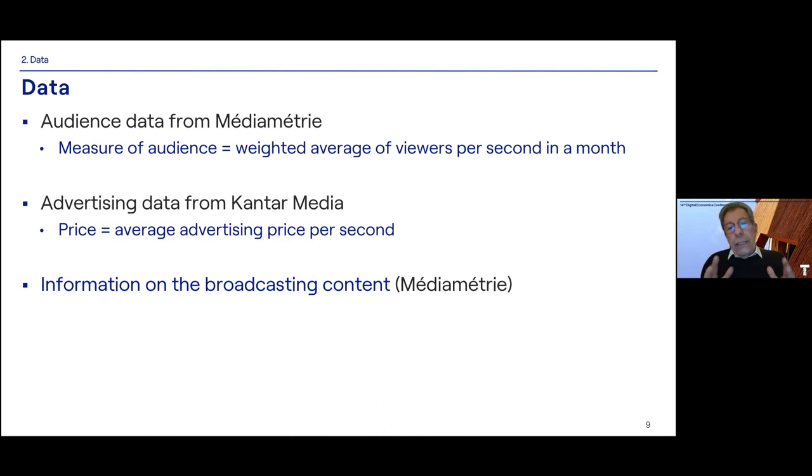The type of information that we have, and that is needed to analyze a model of supply and demand, is the number of viewers, in terms of a weighted average of viewers per second in a month. And we have information about the price of advertising per second. We also have the quantity of advertising. And then, which is important for instrumental variable information, we have the data on the broadcasting content of each TV channel in each month.